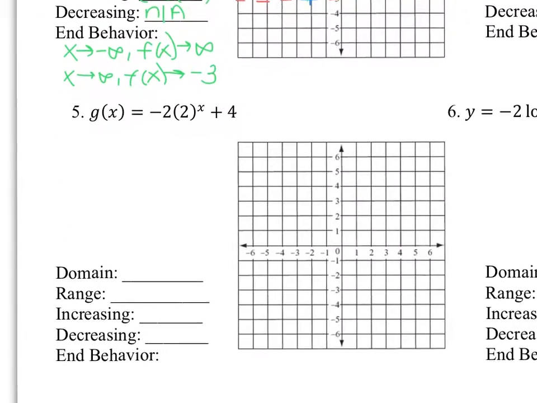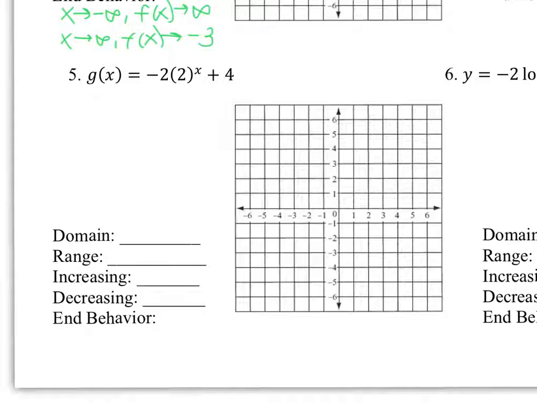So now let's go ahead and let's look at number 5. Number 5, so this is telling me I'm not shifting left to right, but I am going up 4. So up 4, here's my makeshift origin. So now I'm going to make my asymptotes. So now I'm going to go ahead and I'm going to make my table. Some of you might not need to make your table, and that's awesome, but if you do, that's fine too.